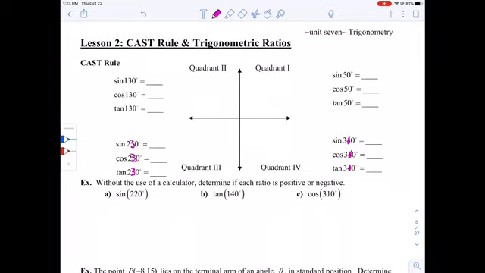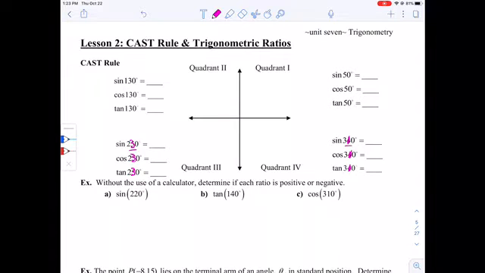Okay, so let's take a look at the second lesson here, lesson 2, the CAST rule and the trigonometric ratios. If we look at our coordinate grid here, and I look at the 4 quadrants, the first thing I want to do is change these to 230 degrees in my 3rd quadrant and 310 degrees in my 4th quadrant. The reason for that, we'll see in just a minute.